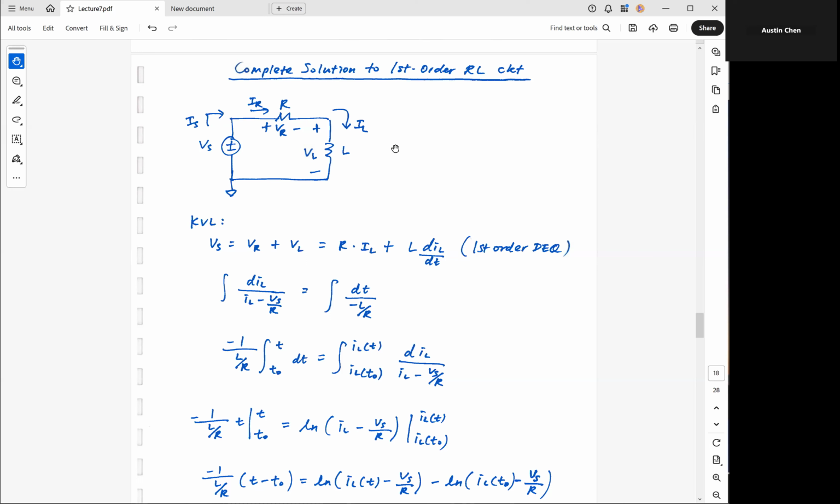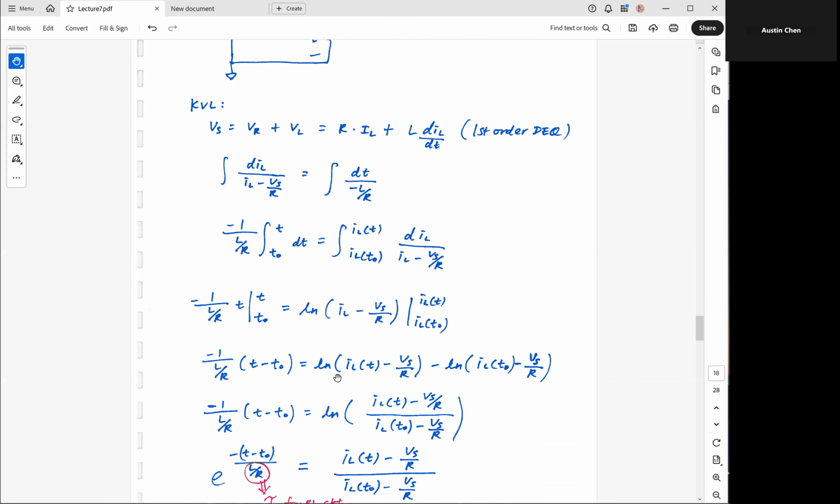But one key difference here is that for you to calculate the tau, it's no longer based on RC, because now we change the energy storage element from C to inductor, to L. Okay, so this tau is now calculated as L over R. Okay, L over R.